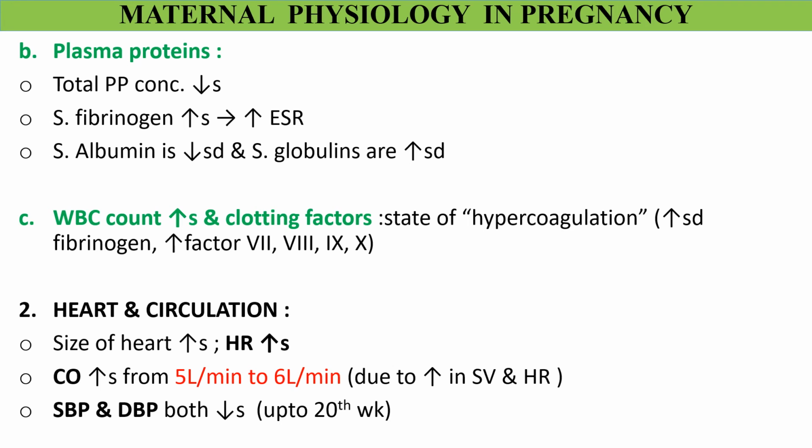The heart rate increases by 10 to 12 beats per minute. Also, the cardiac output increases at later weeks of pregnancy. Systolic blood pressure and diastolic blood pressure both decrease in the later weeks. Some females may develop pregnancy-induced hypertension.